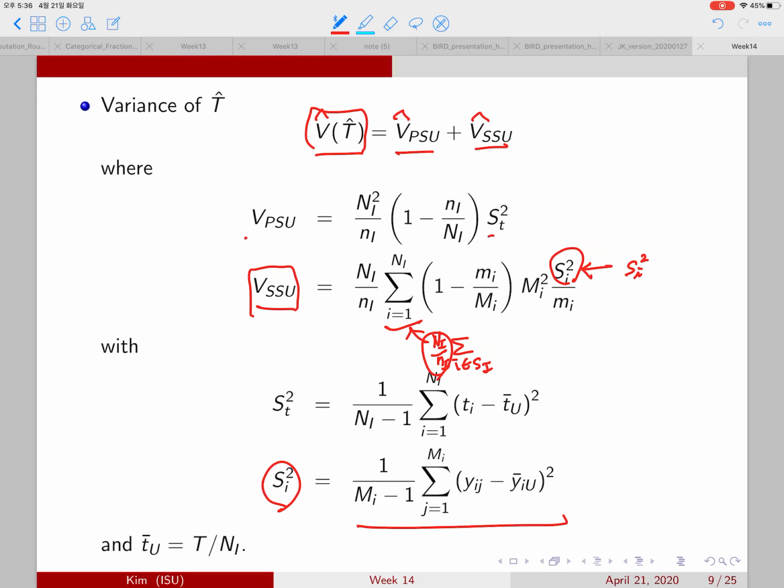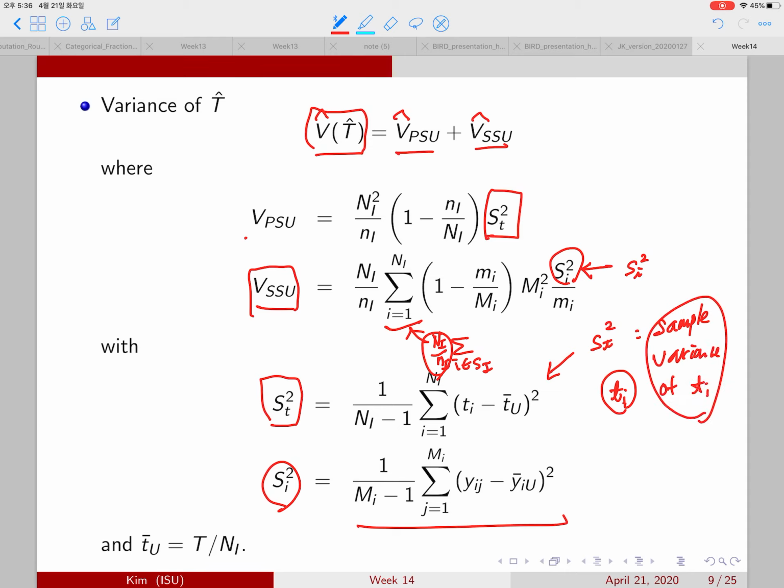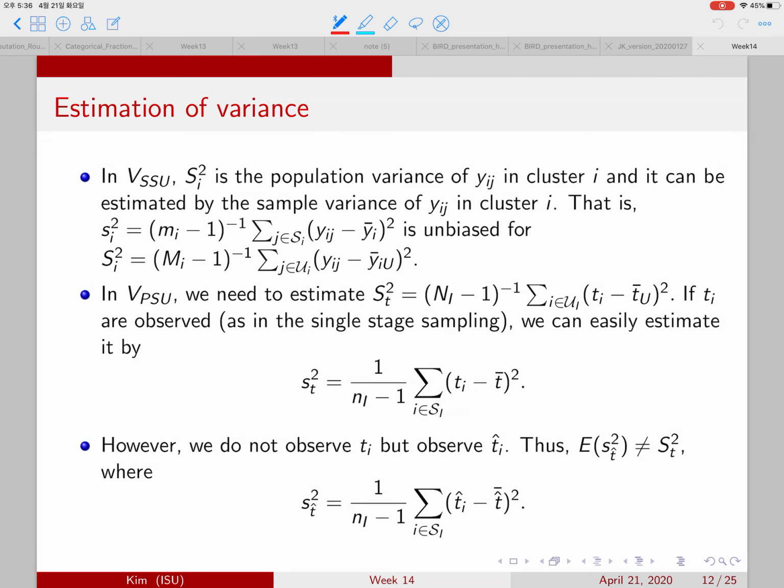The tricky part is this guy, St square. St square is the population variance of the ti's, and if the ti's are all observed, then you would estimate it by the sample variance of the small ti. But the problem is you don't observe ti, you only observe ti hat. So that is the problem. Basically here the SSU is not really a big deal, but for PSU, you need to estimate this guy. If the Tis are all observed as in single stage sampling, it's not a problem. But you don't observe this, you only have a ti hat.